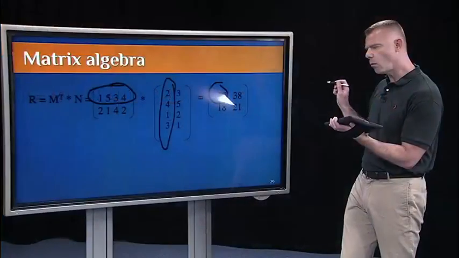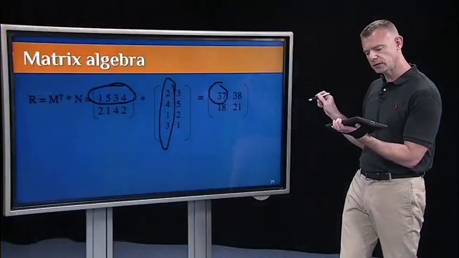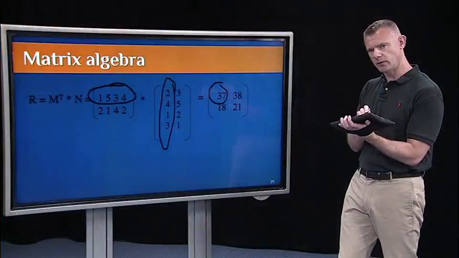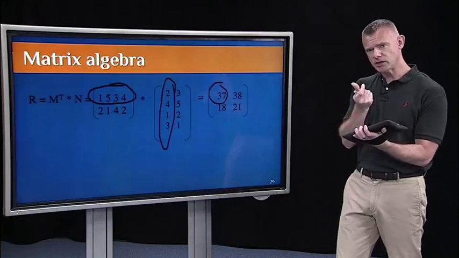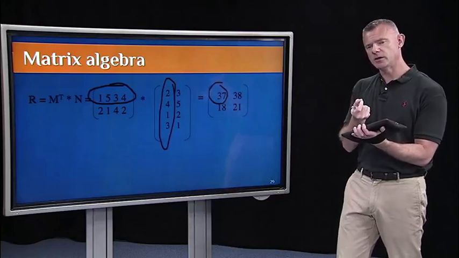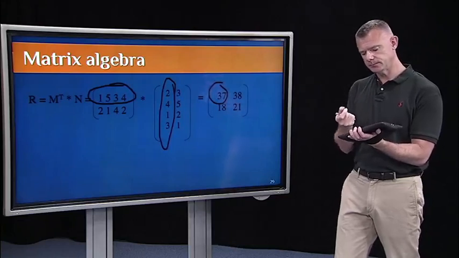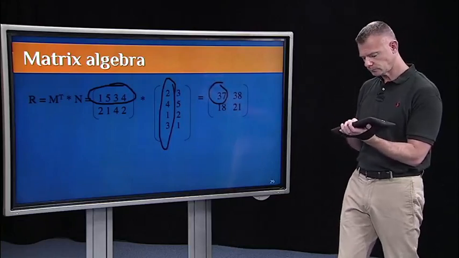So how did I get row 1, column 1 of the product matrix? I went across row 1 of the first matrix, down column 1 of the second matrix. I multiplied each corresponding element and took the sum of the products. And that got me 37.